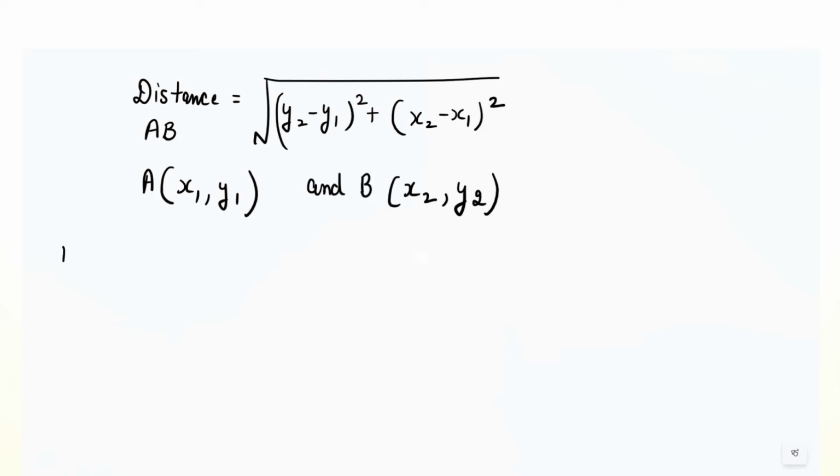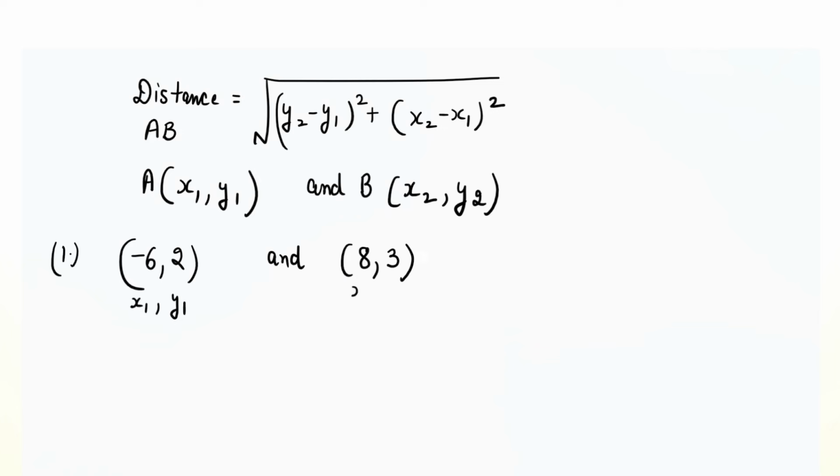Suppose we have a question: find the distance between (-6, 2) and (8, 3). We have to use the distance formula. For that, we consider one point as (x1, y1) and the other point as (x2, y2). Now we will use the formula. We'll write distance is equal to, and we will substitute the values within the formula.